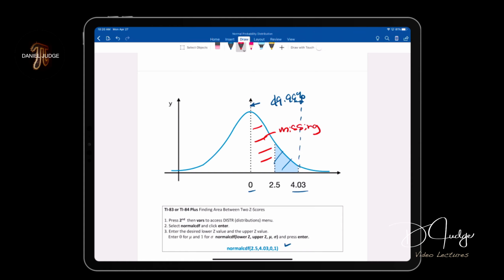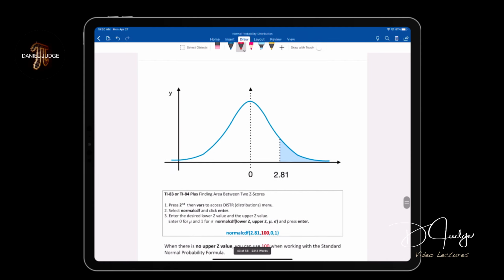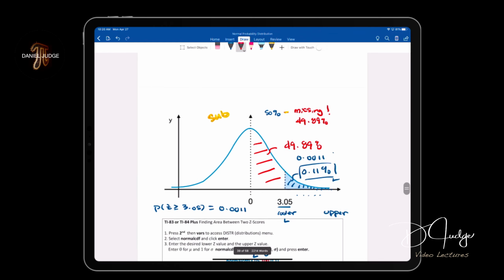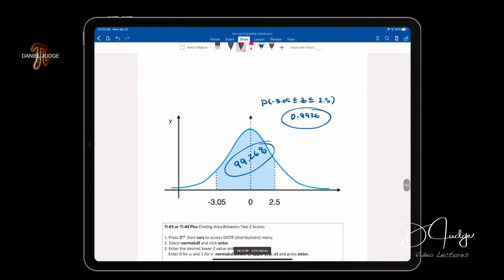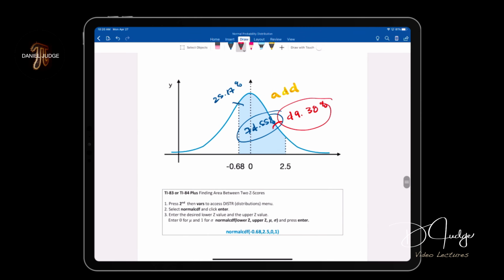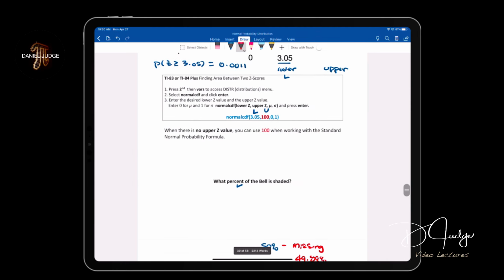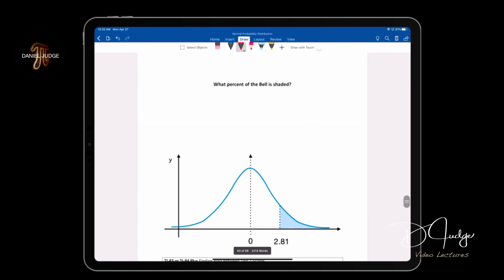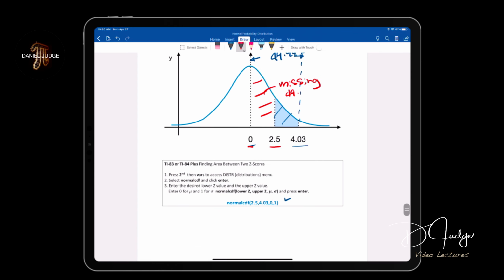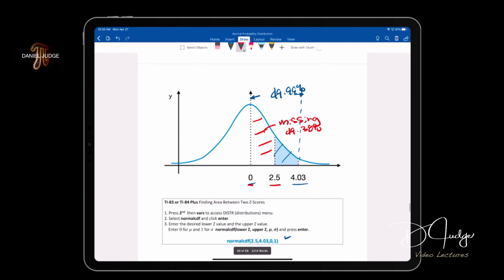I erased this portion. That's from 0 to 2.5. So I need to know how much is missing. 0 to 2.5. You go, okay, I think that sounds familiar. It should be in our notes. Oh, it's 0 to 2.5. It was 49.38. 49.38% is missing. It's gone.